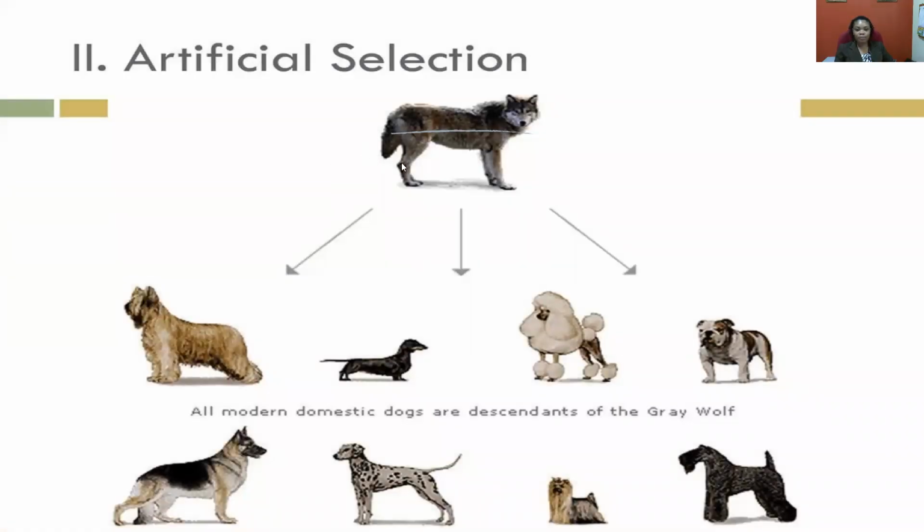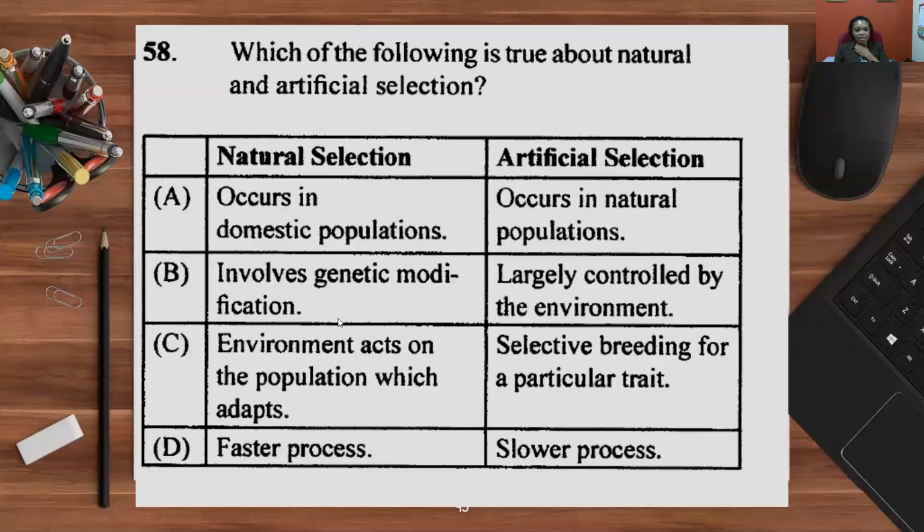So going back to my example with dog breeding, you have the wolf here, and all modern domestic dogs are descendants of the gray wolf. So you've seen all the different dog types here, but they came from one particular species, right? One species, the gray wolf. But through artificial selection, we're able to manipulate the genes and produce different types, different varieties.